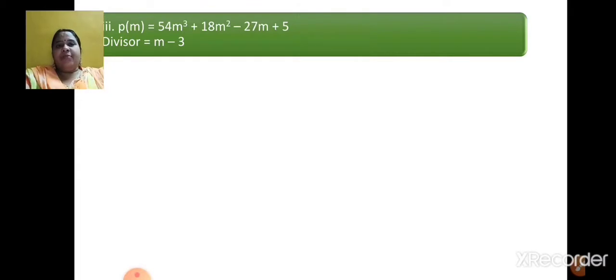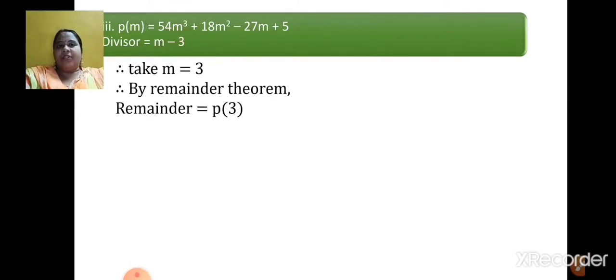Okay, p of m is given. Divisor is given as m minus 3. What are you going to take as the value of m that you will substitute here? Exactly the opposite of it. It is minus 3 here. So you will substitute m as 3 in the given polynomial. Therefore by remainder theorem, p of 3 will be, what is left? Wherever you see m, you are going to substitute 3.